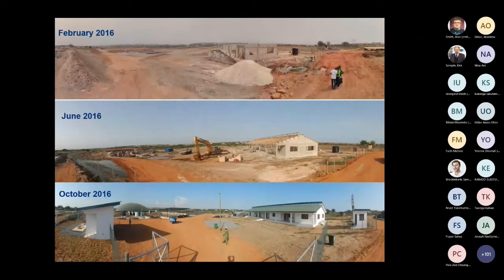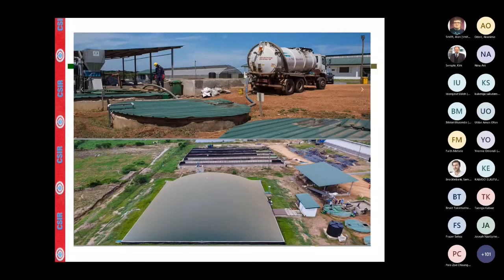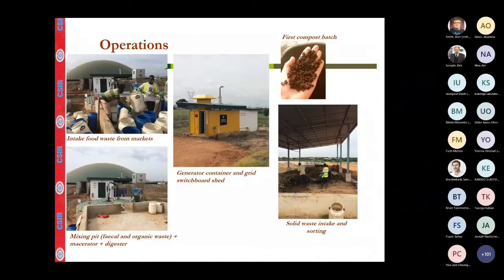So you can see the pictures when they were constructing the factory. It started in 2016. And currently, this is how the place looks like. So you can see a septic emptier discharging the fecal sludge. So they normally mix fecal sludge with organic material from the markets and abattoir waste to generate the gas. So you can see intake food waste from the market. So these are just pictures to show you what they have done on site and what they do.